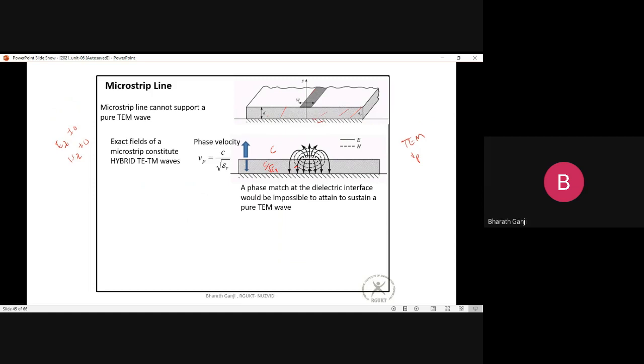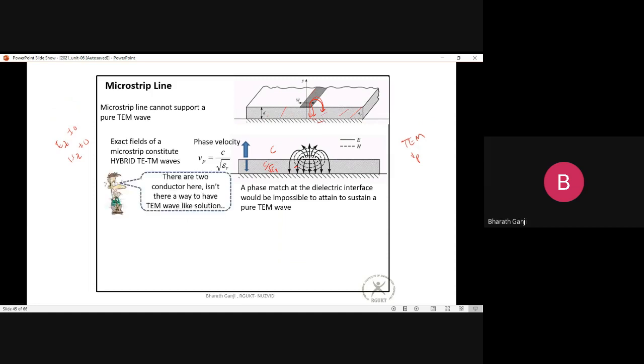That means you can have an electric field component in the direction of the line. So you can have a field line which is not straight going down, but bending like this and hitting the surface at the front. So these kinds of microstrip lines support hybrid TE and TM modes. But dealing with hybrid TE and TM modes is mathematically very difficult.